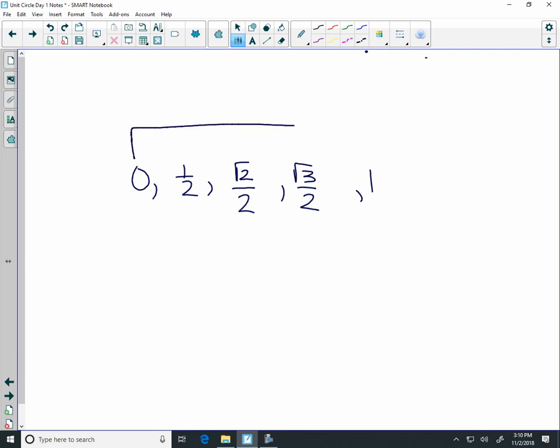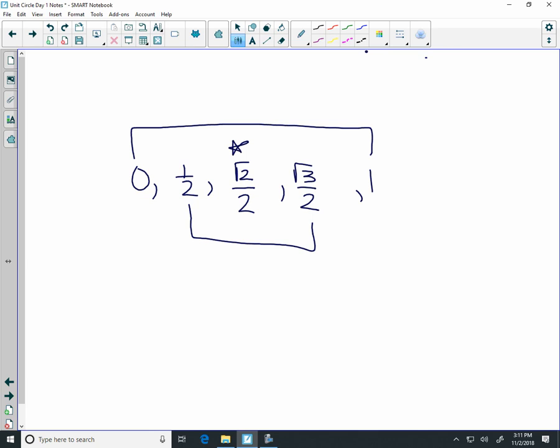0 and 1 always happen together. They are a pair. 1, 0. 0, 1. They never happen with any other value. 1/2 and radical 3 over 2 always happen together. 1/2, radical 3 over 2 or radical 3 over 2, 1/2. And radical 2 over 2 always happens with itself.